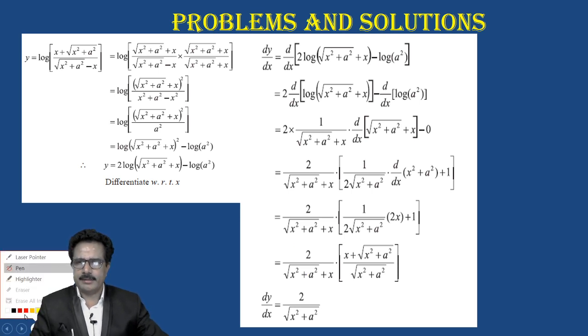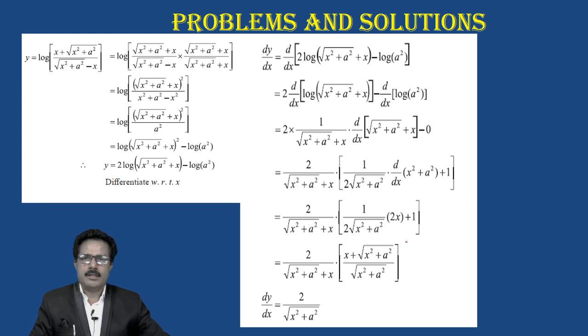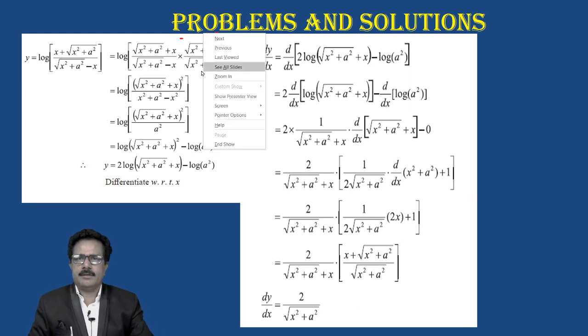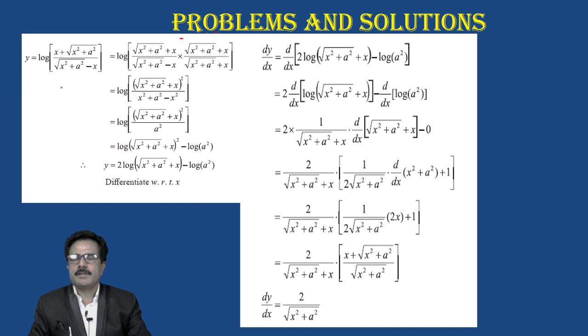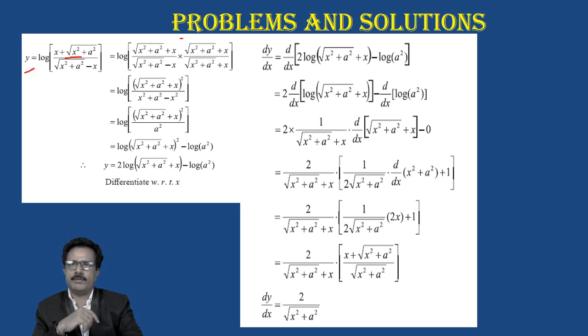This is again a tough example here. Suppose y equals log of (x plus root x square plus a square) divided by (root x square plus a square minus x). Now our aim is to find out the derivative of this y, that means dy by dx.